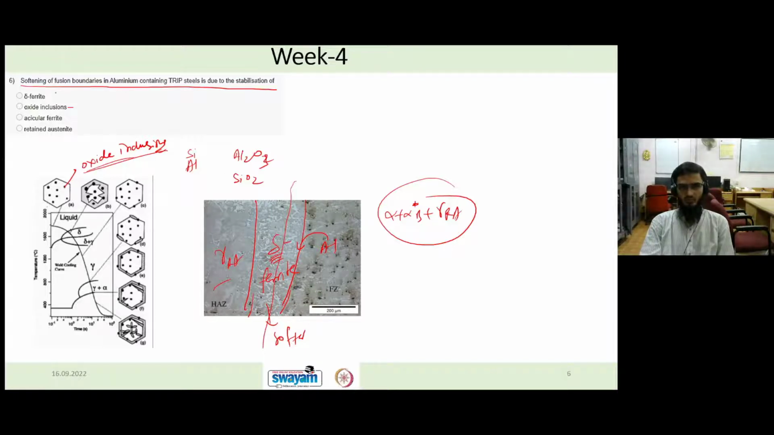So the softening of fusion boundary in aluminum containing TRIP steel is due to the stabilization of delta ferrite by the aluminum. This aluminum stabilizes the delta ferrite, and it doesn't allow delta ferrite to transform to austenite, which is a higher strength phase. The softer phase remains as it is, and due to that the softening of fusion boundary occurs. So the right answer for this sixth problem is option A, delta ferrite. I hope it is clear.